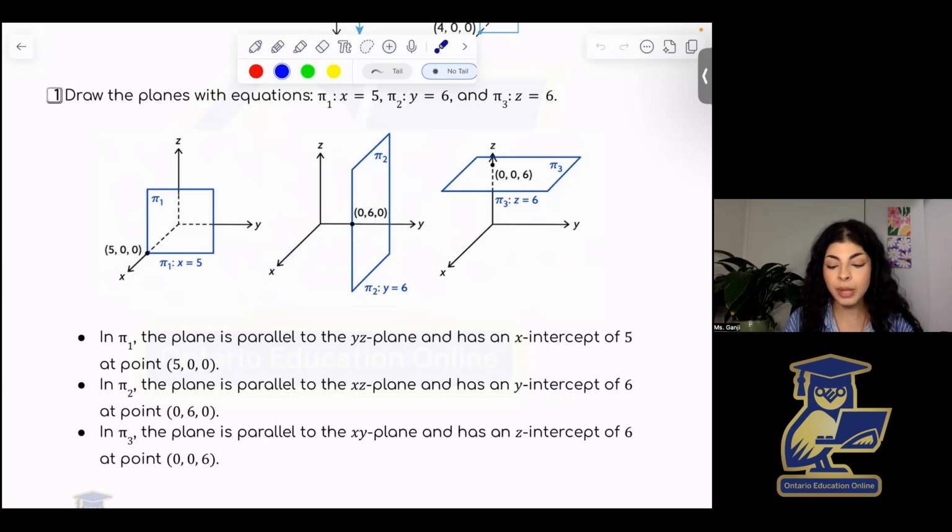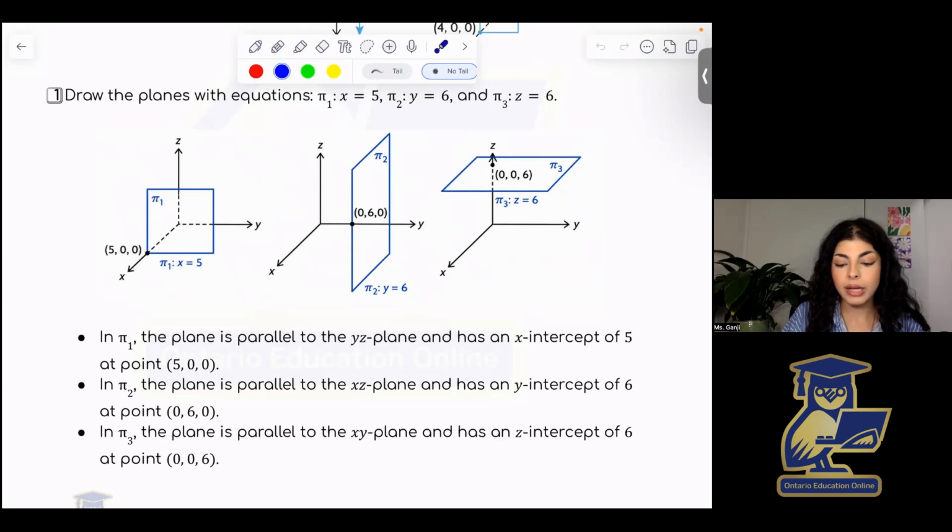And finally, when you have z is equal to 6, that means your z component is constant, and it is 6 for any point on this plane. So this plane is parallel to the xy plane, and it intersects the z-axis at (0, 0, 6).